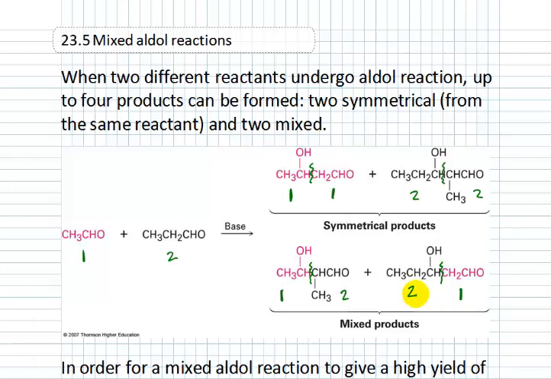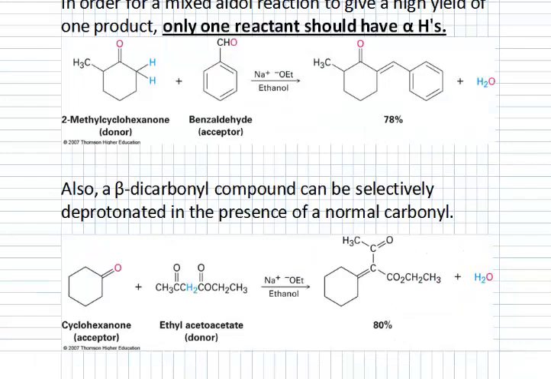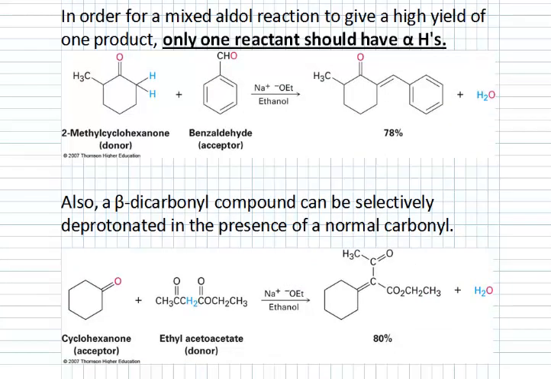Remember, the nucleophile is the one that has the connection at the alpha. Okay? The electrophile is the one that makes the alcohol, because its carbonyl group got attacked. So not tremendously useful for us to have a mixture of 4 different products there. We can, however, make a mixed aldol reaction succeed in good yield if, for instance, only one of the reactants would have alpha hydrogens. Okay? This is sort of going to be our main way of getting a mixed aldol reaction to succeed.